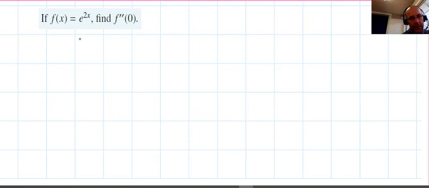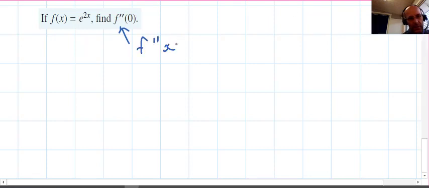Last bit now. If we have f of x equals e to the 2x, find f double dash of 0. And what that means is find the second derivative and then sub in 0. Okay, and we'll get a definite answer there.